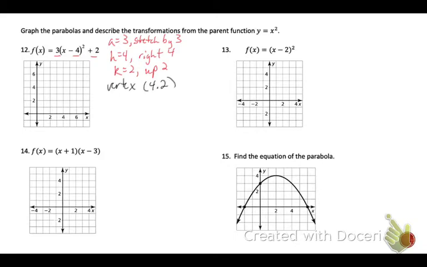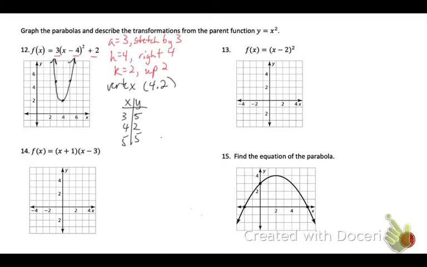Make your xy table. We're going to put the vertex in the middle, and then just values to the left and to the right of our x, and plug them into the equation. So now we have 3 points, and you can graph the parabola. Make sure that you draw a smooth U-shaped curve through those points. So that is the easiest way to draw a parabola from vertex form. Let's try number 13.